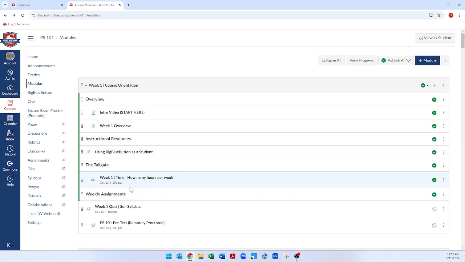This will be in every module. In every week, there will be a tailgate. Your first, and that's a discussion. And you can see it's our first scored assignment. We will be talking about time management, it looks like. The tailgate is something that has requirements, and we'll get to that when we get back to the home page.